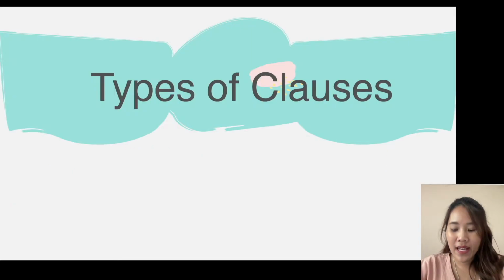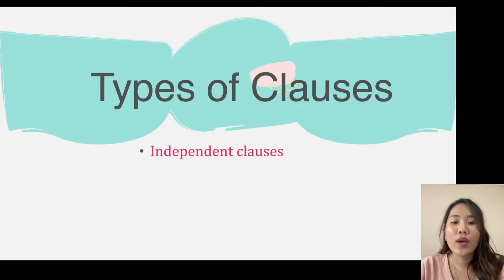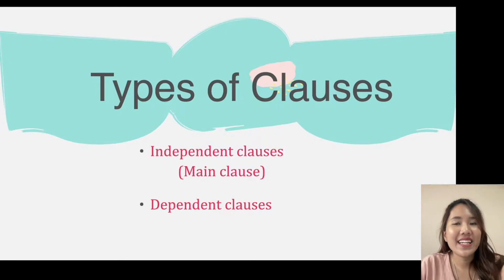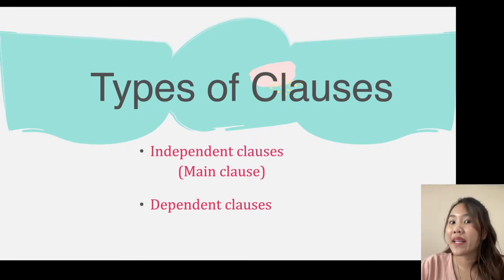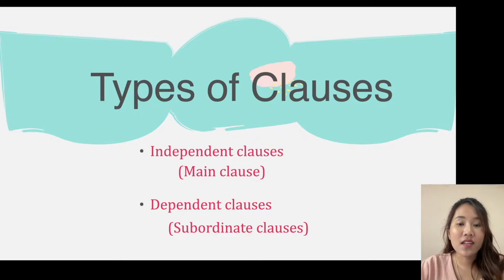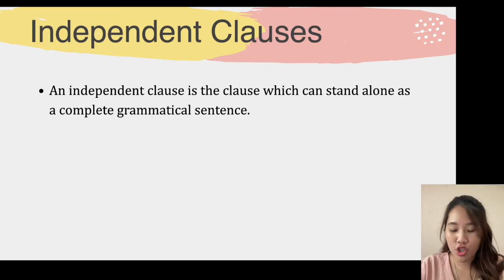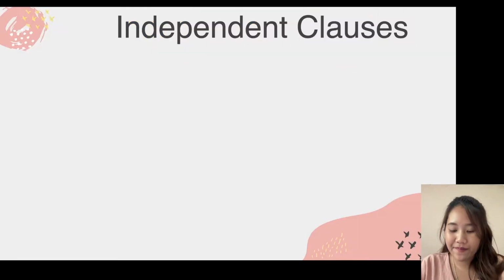So let's have a look at the types of clause. We have two types of clause, independent clause and dependent clause. 100% of the time, an independent clause always functions as a main clause. And the dependent clause, we can call it by another name, subordinate clause. So let's start with independent clause first. An independent clause is a clause that can stand alone as a complete grammatical structure, as a complete grammatical sentence, which means an independent clause can be a sentence by itself.